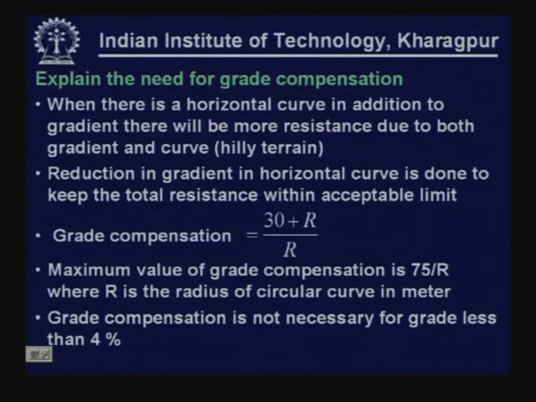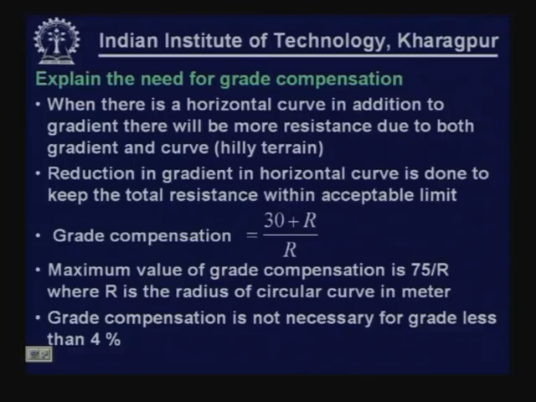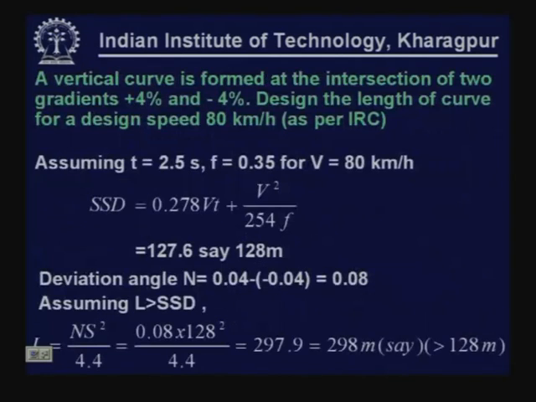Now, why is the grade compensation required? Because if a horizontal curve is there and a vertical curve is there, the component of tractive effort available in the direction of movement becomes lesser. If T is the tractive effort, and if it is a horizontal curve, only the T cos alpha component is available. So, even if the grade is there, it is further a component. Therefore, a kind of grade compensation is required for smooth operation of vehicles.